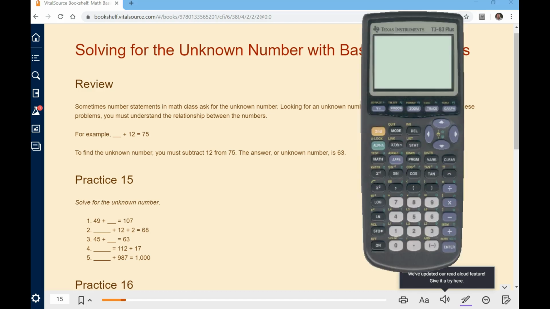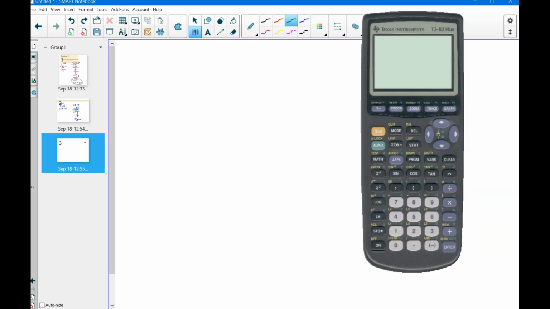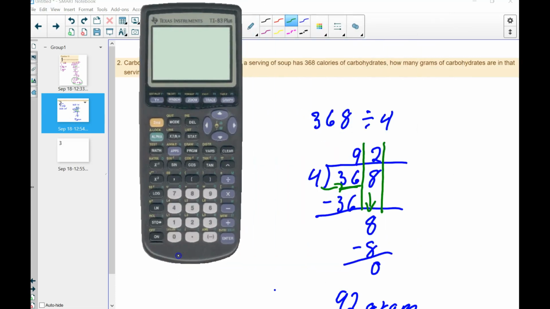So if we went back to the last example, what was it? You still just go 368 divided by 4 and it gives 92. Okay, so you can see that's how you put it in your calculator. That's how it looks.